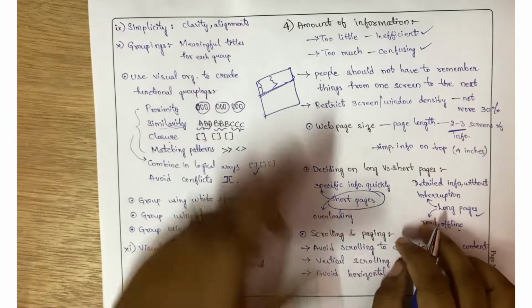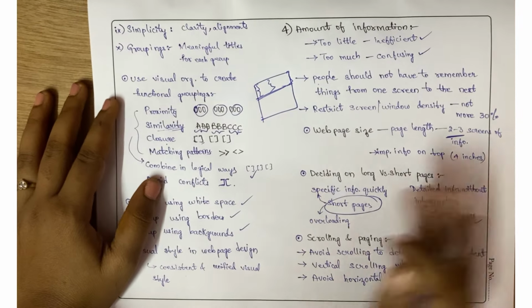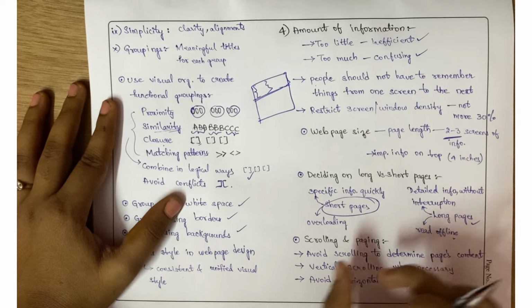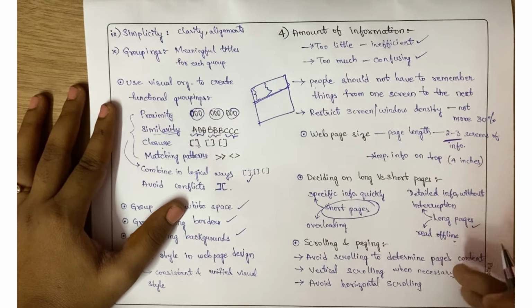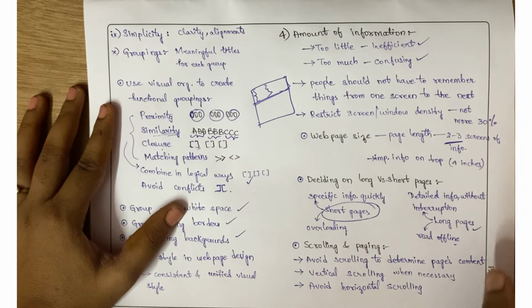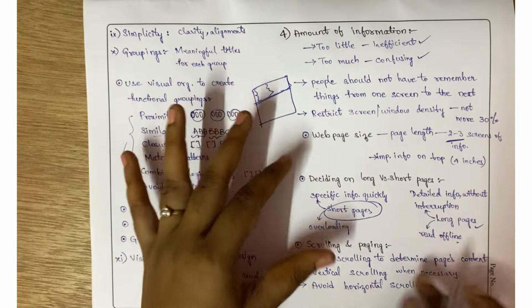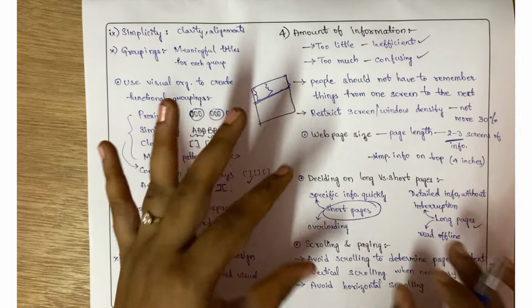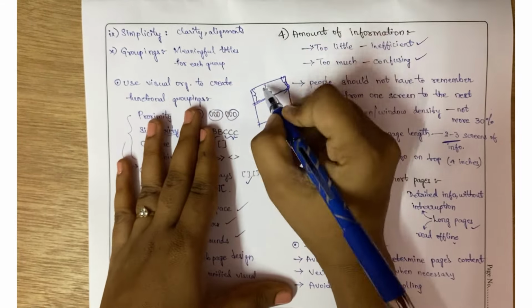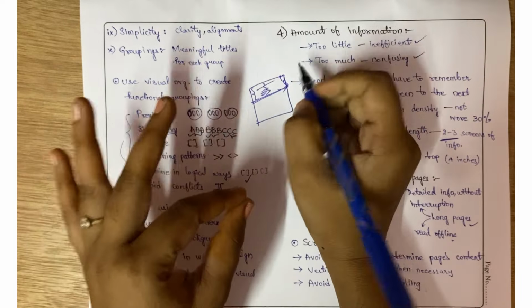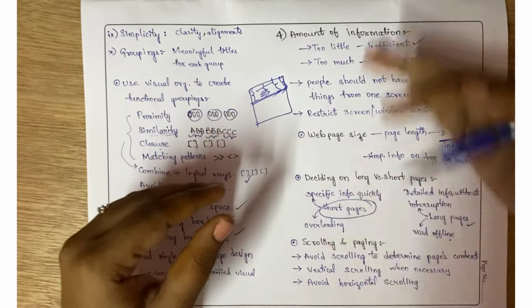Okay. And the other one is scrolling and paging. In this it's very simple, we need to avoid horizontal scrolling and use vertical scrolling whenever necessary. That means whenever we see the page structure and all, at that time vertical scrolling is necessary. And also avoid scrolling to determine page contents. That means whenever you see the page, immediately through this 4 inches part, the title, some little description, some navigation, this should explain the whole content of it instead of scrolling everything.